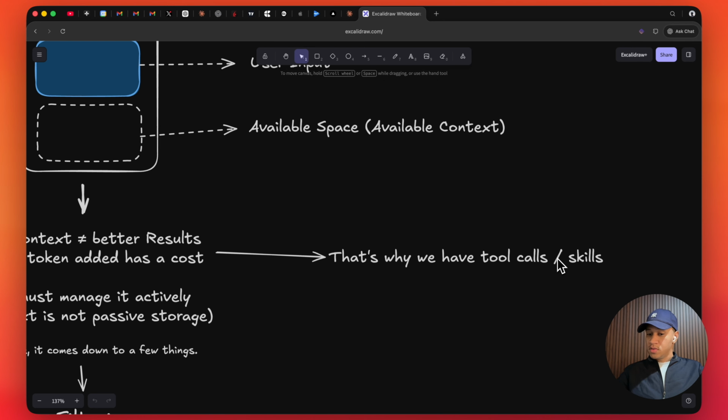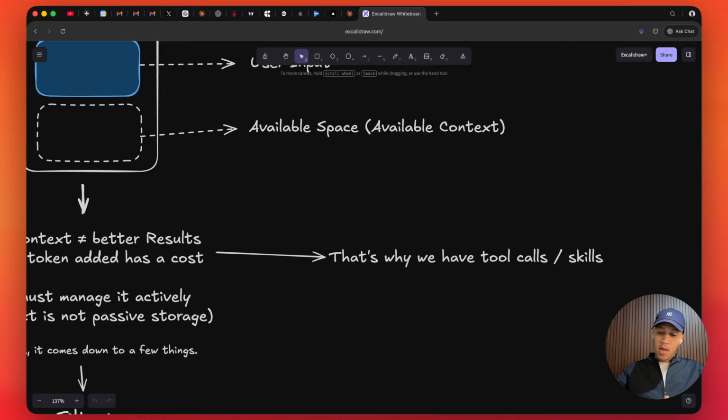That's why we have tool calls and skills. Instead of including all the context ahead of time, you instruct your agent to find any needed context at runtime using tools. And skills are also a form of tools that help steer the agent or find the correct ways to use those tools.